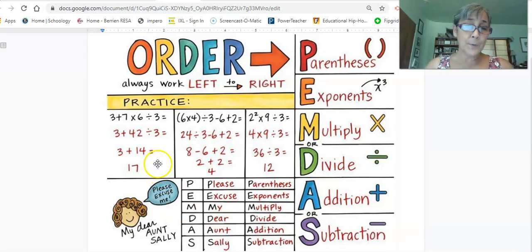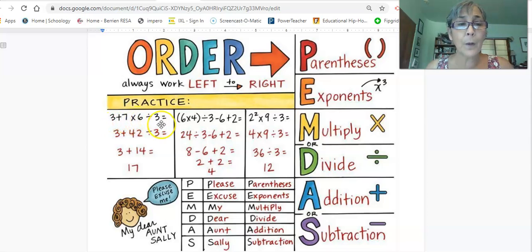All right, here's some examples. We got 3 plus 7 times 6 divided by 3. That's a lot of numbers strung together with a lot of operations. Well, which one do you do first? You look at PEMDAS. First of all, there's no parentheses, so we can skip that. There's no exponents. Is there multiplying? Yes, there is. Where is it? Oh, it's in the middle here.